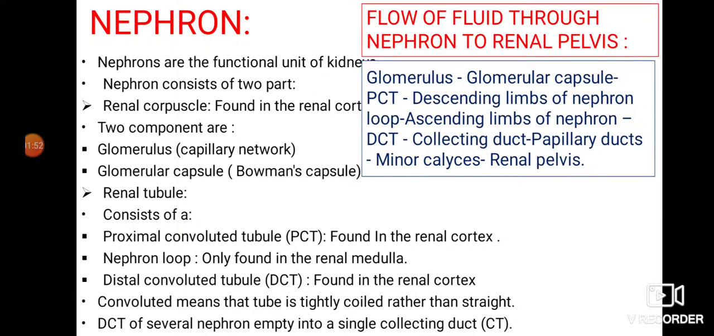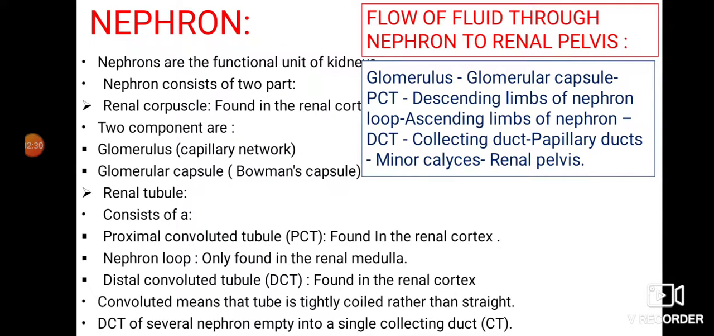Okay, the flow of fluid through the nephron to the renal pelvis. The flow of that fluid, that urine, starts from the glomerulus, then is transferred into the glomerular capsule, then into the PCT, and that fluid is drained into the descending loop of nephron, and that conveys the fluid into the ascending limb of nephron, and that transfers the fluid into the DCT. DCT drains the fluid into the collecting duct.